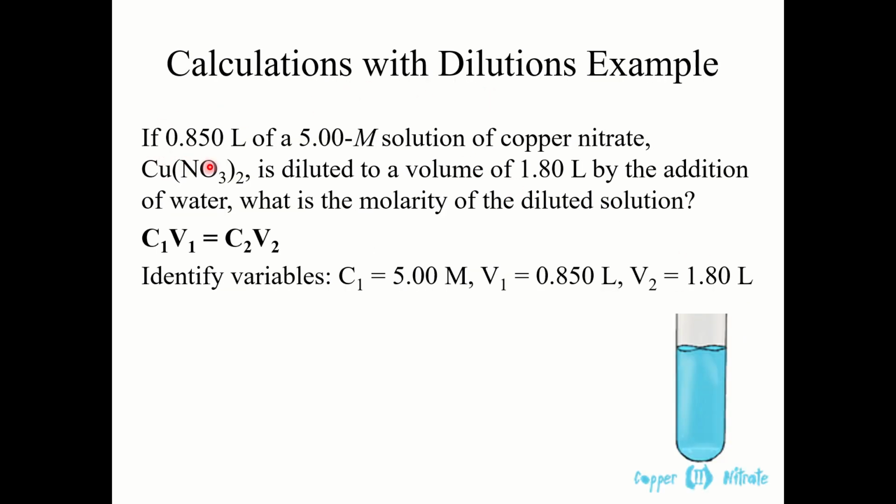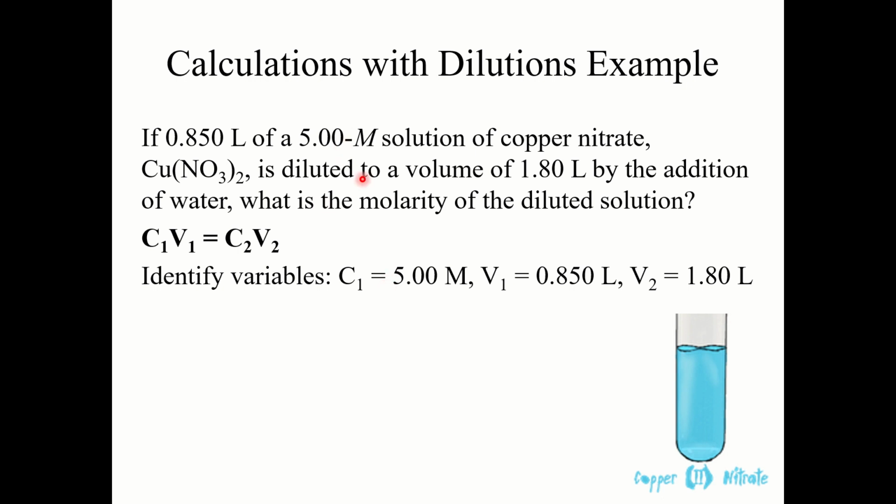If 0.850 liters of a 5 molar solution of copper nitrate is diluted to a volume of 1.80 liters by the addition of water, what is the molarity of the diluted solution? If you're doing a problem like this, you should recognize, well, I've got an initial volume and an initial concentration. Now I've got a second volume and I'm being asked to find a concentration. So that should make you think of C1V1 equals C2V2. So you just need to identify your variables here.